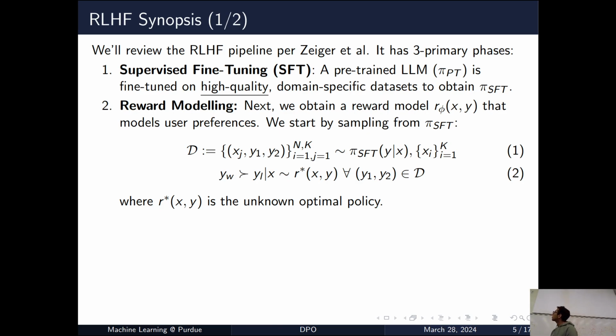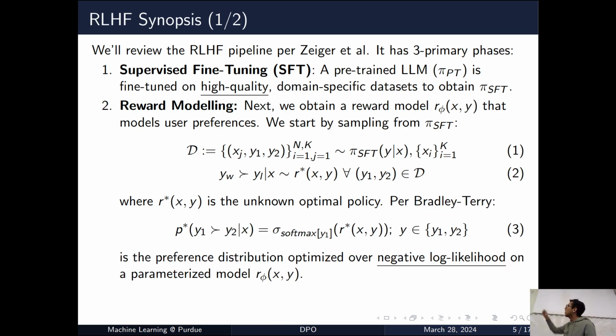This is not known to us because it's ground truth basically, and this is what we want to ideally obtain. But we approximate this using the R sub phi. Per Bradley-Terry, the probability of y1 being preferred to y2 given x is basically the softmax for y sub 1, and then this over the R star, which is our optimal policy.